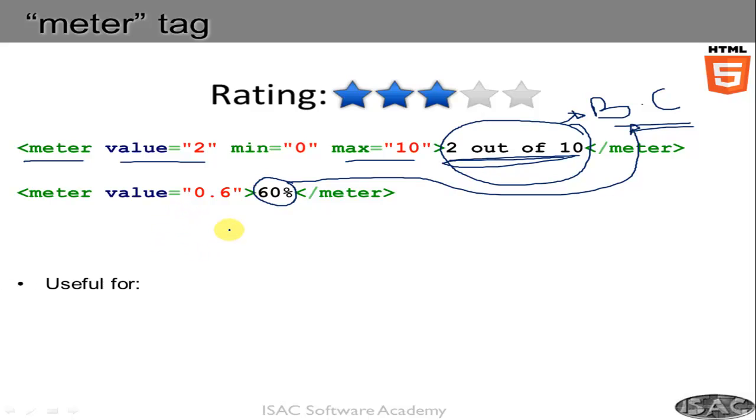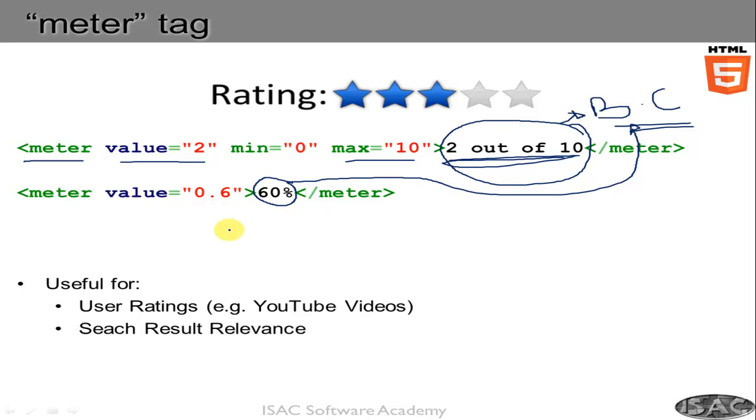Now what are the usefulness of this one? First use is that you can use it for rating. You can ask the user to rate it, YouTube videos and all. Search result relevance, you can show that, okay, this is almost 20% relevant or almost 40% relevant to the search query you are trying to search. You can display that, okay, now you have completed 40% or 50% or something like that. So this is quota usage.